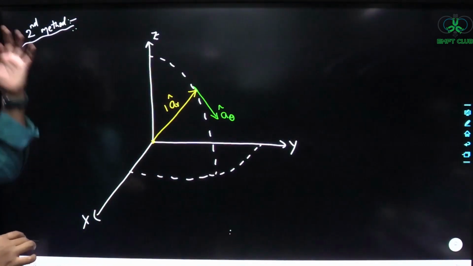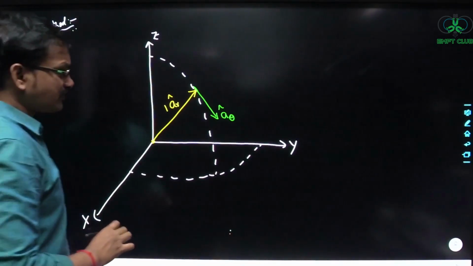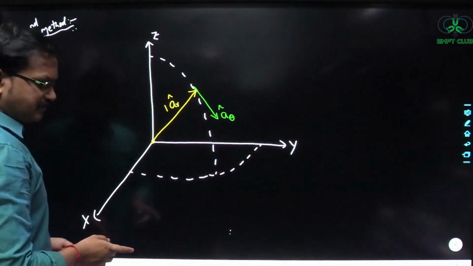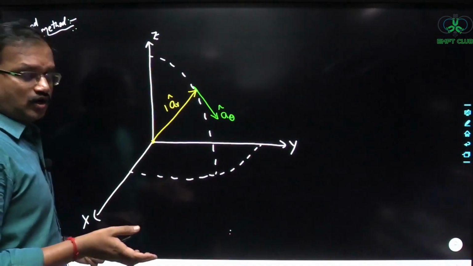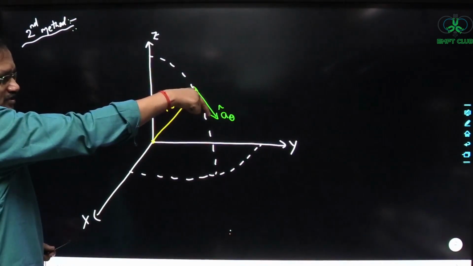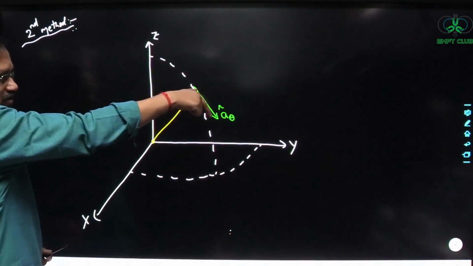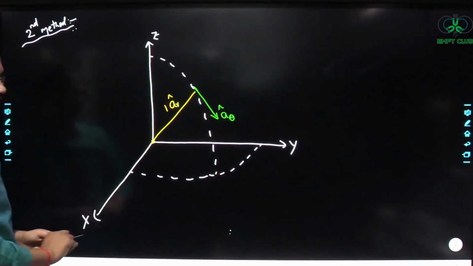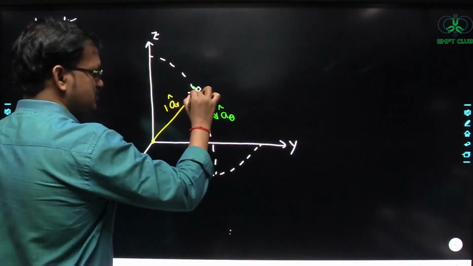Now see here, this is a theta cap. In vectors we know that parallel shifting is allowed. That means you can take this a theta cap without changing its direction, and I can move it from this location to this location.